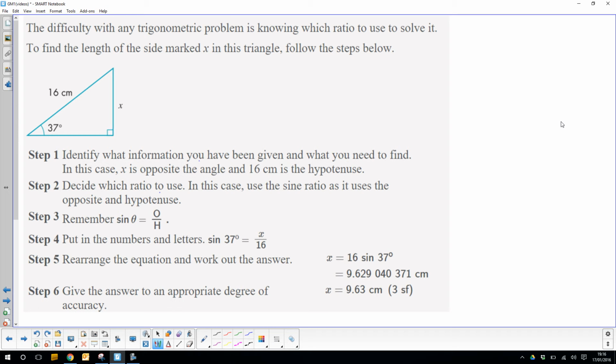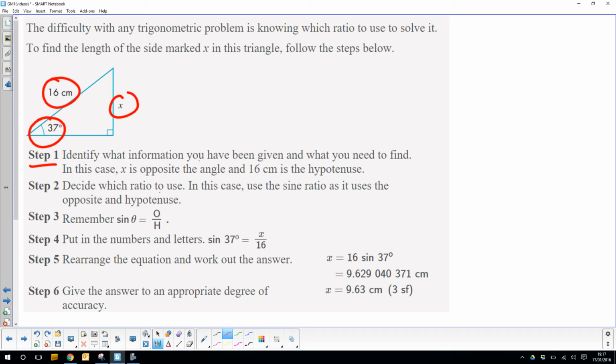So first of all, let's just make sure we've got something where we can do this. Step 1: identify what information you have been given and what you need to find. In this case, x is the opposite side to the angle. So that's one of my sides, the opposite, and that's the most important one to consider. And the angle and 16 centimetres are the other two things I have. Now the 16 centimetres is the hypotenuse.